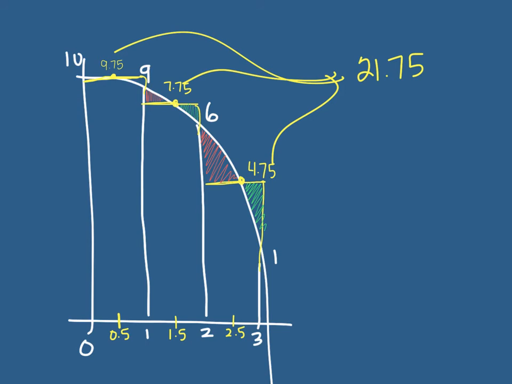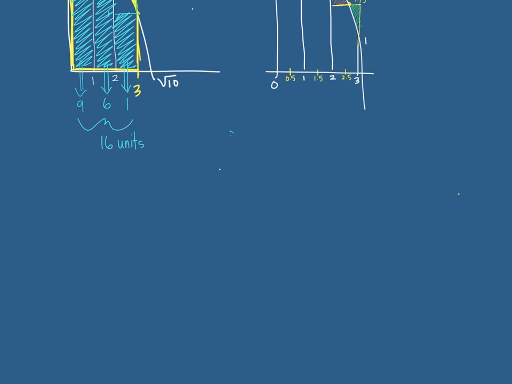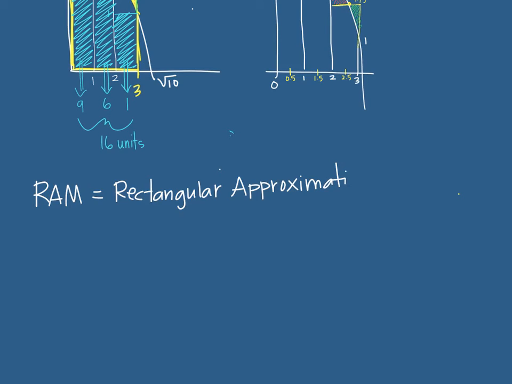No? Okay. This is called the rectangular approximation method. All right, RAM. Rectangular approximation method. There are three methods we saw here. We saw LRAM.